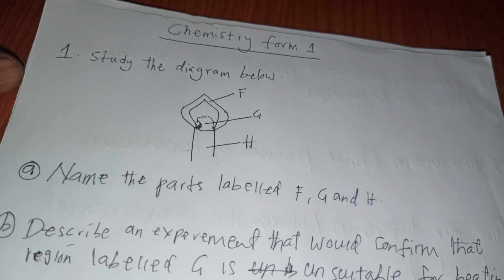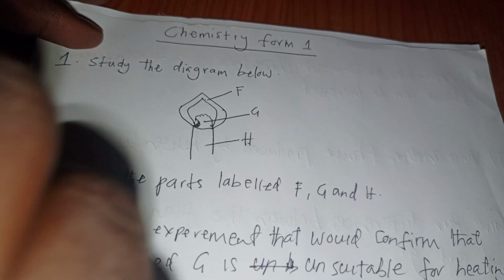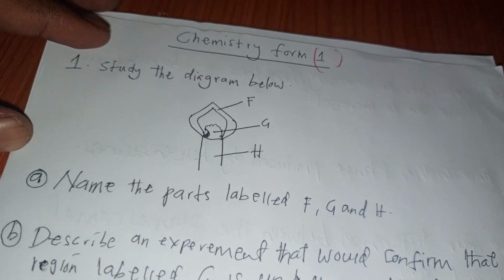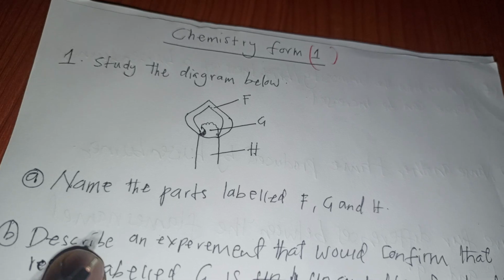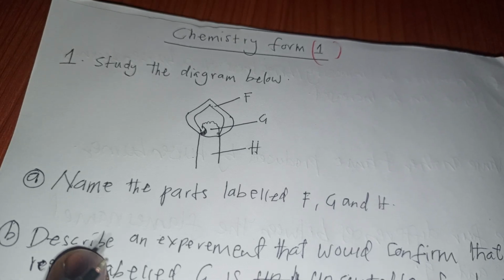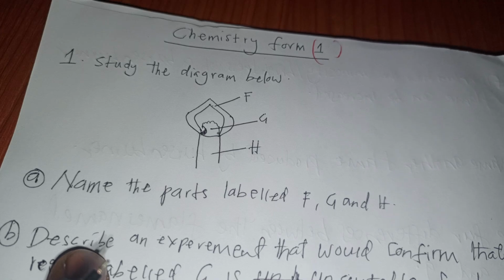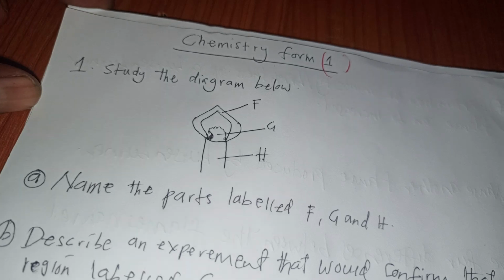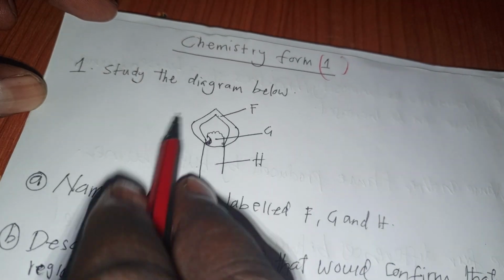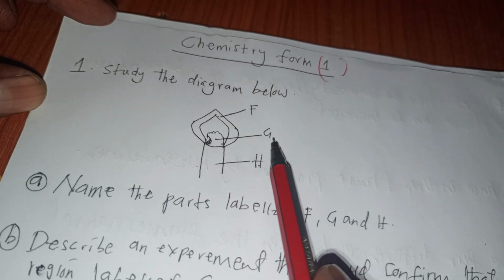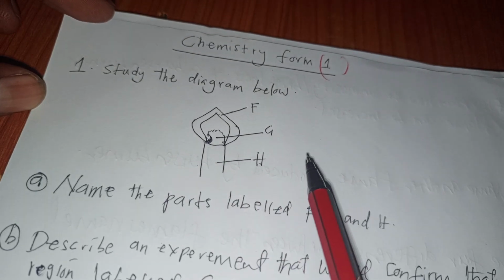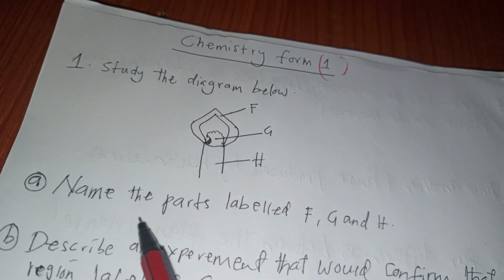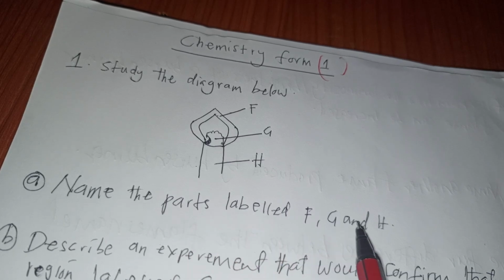This is secondary chemistry. So the question is under the Bunsen burner. The question reads, study the diagram below. So this is a diagram. I've got F, G, and H. Then the first part, Question A, name the parts labeled F, G, and H.